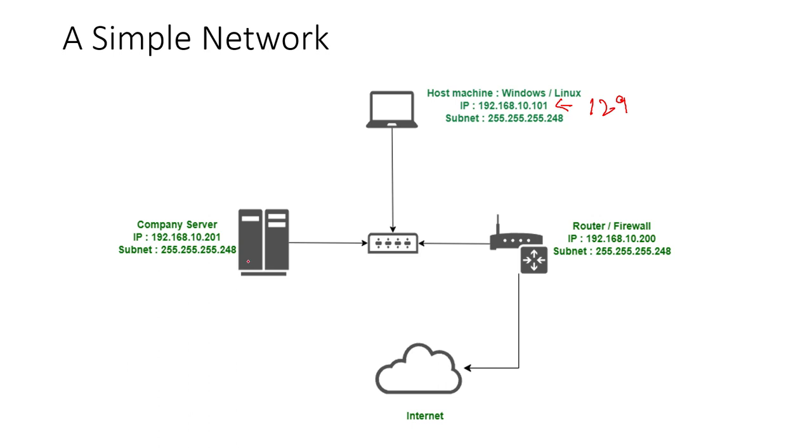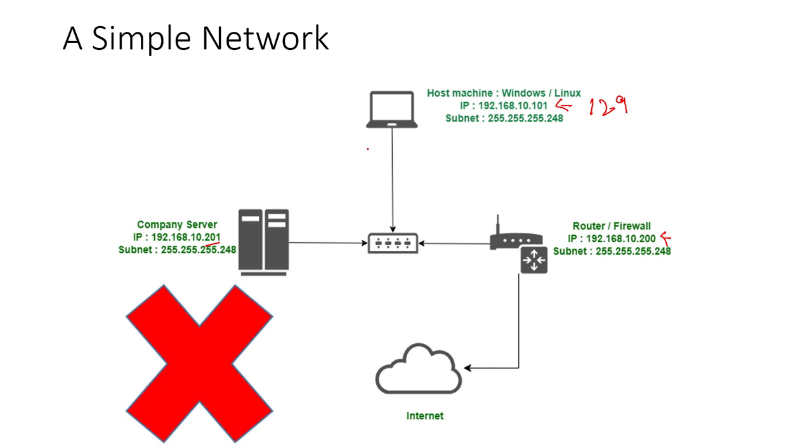And we have a server, which has the IP of 201, and we have a firewall, or router we can say, which is configured at 200. This is a simple network which we have configured, but this network is not working, and the host machine is not able to send any packet to the server or to the router. Now what is the problem? We need to fix the problem.